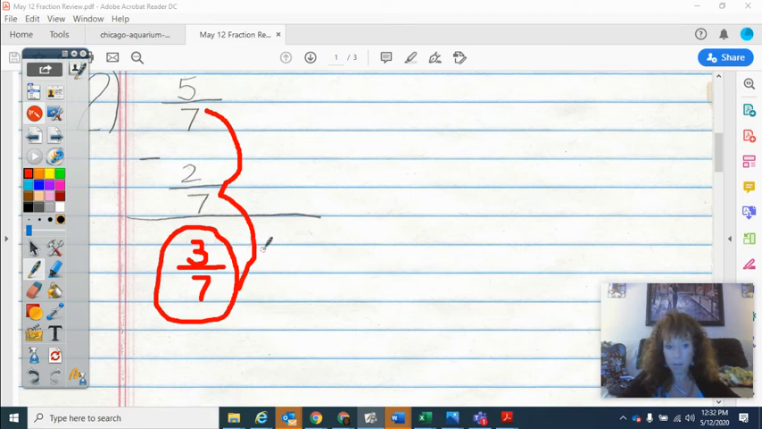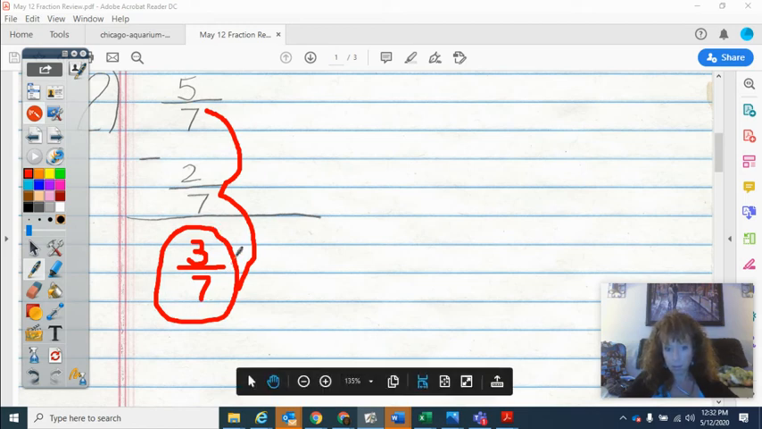3 divided by 1 would be 3. 7 divided by 1 would be 7. So if I divide by 1, that will not change this fraction. And there's no other common factors, no other whole numbers that go into 3 and 7 evenly. So that particular fraction cannot be simplified. It is already in simplest form, and that is the best answer, 3/7.